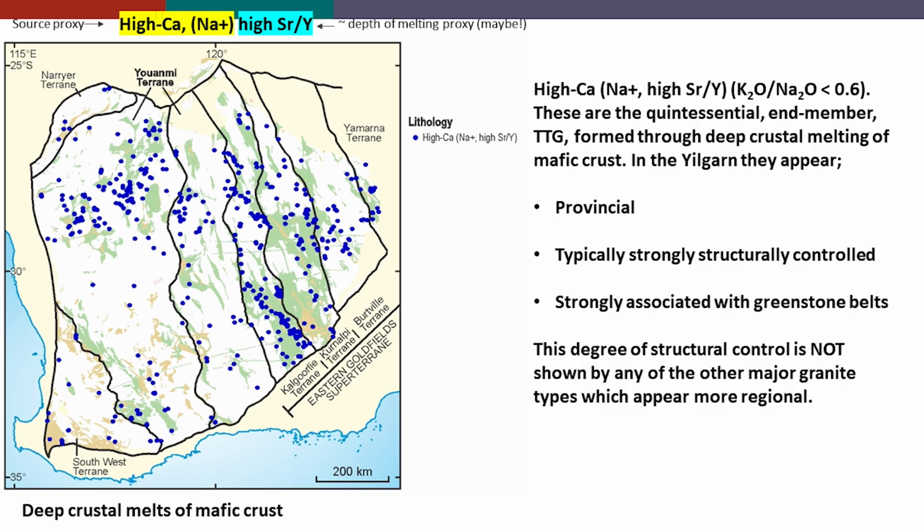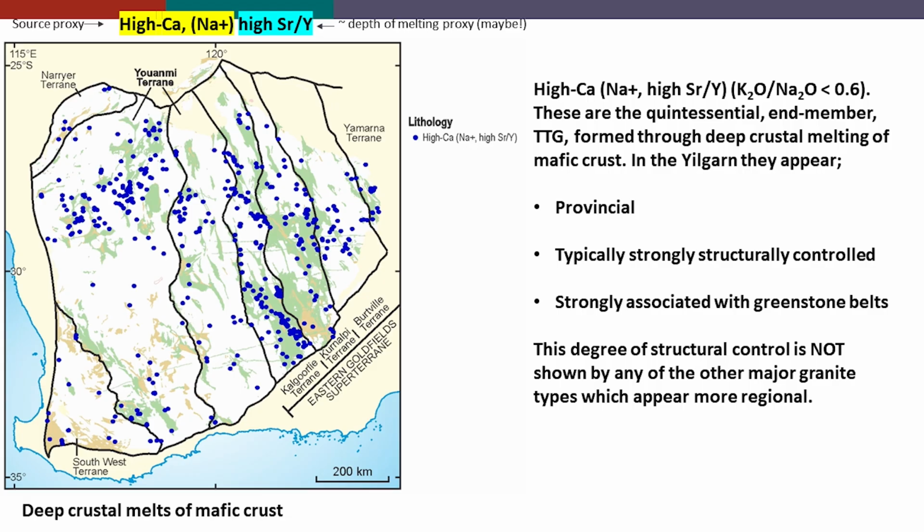Now, in the time remaining, I just want to concentrate on a couple of specific types of granites that are particularly of interest to me. So here we're looking at the high calcium, strongly sodic, high strontium yttrium granites. The high calcium, strongly sodic component of that classification is a source proxy, and it tells us that these things are coming from a mafic source. The high strontium yttrium is a depth proxy. It tells us that melting is deep.